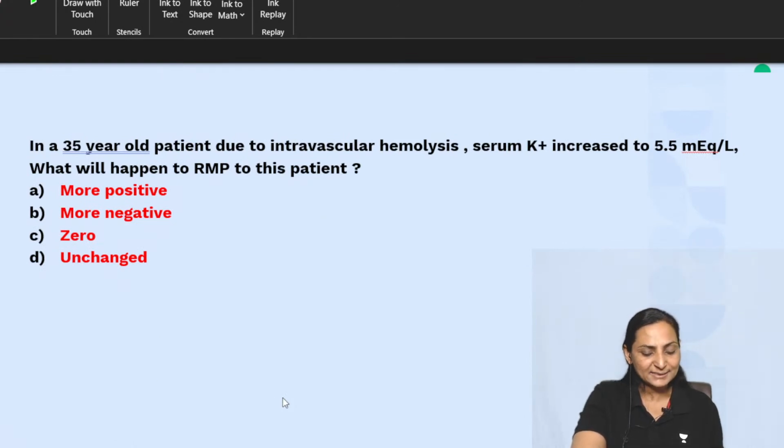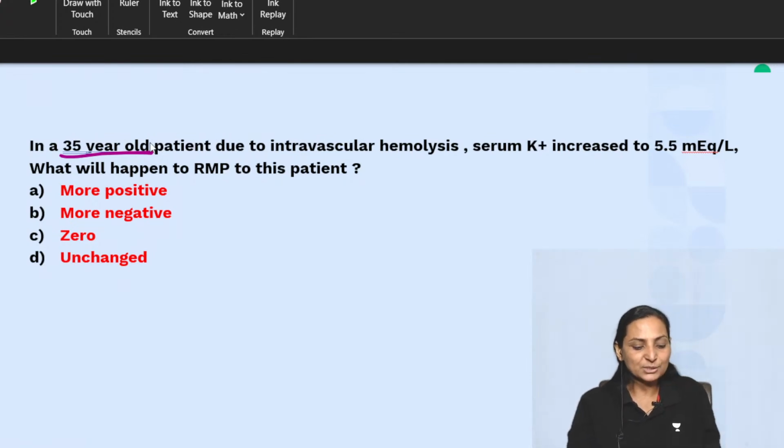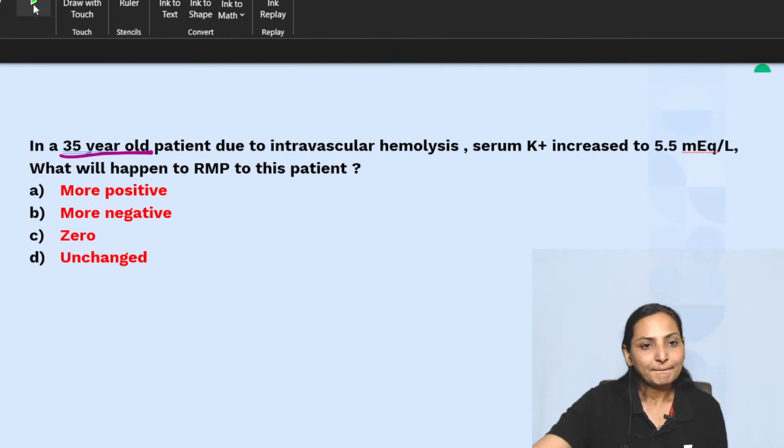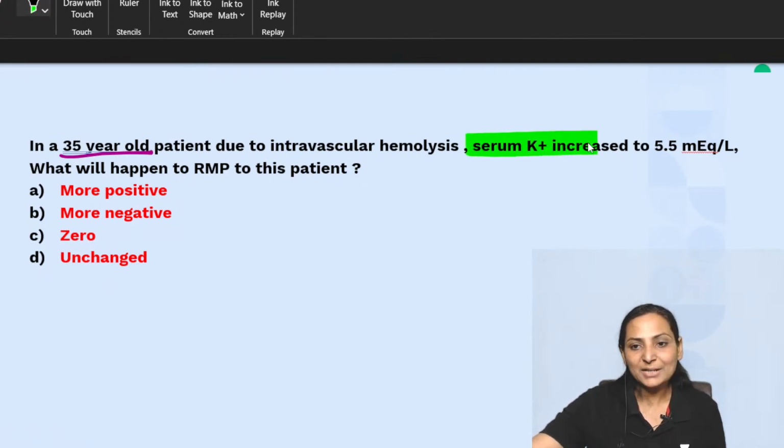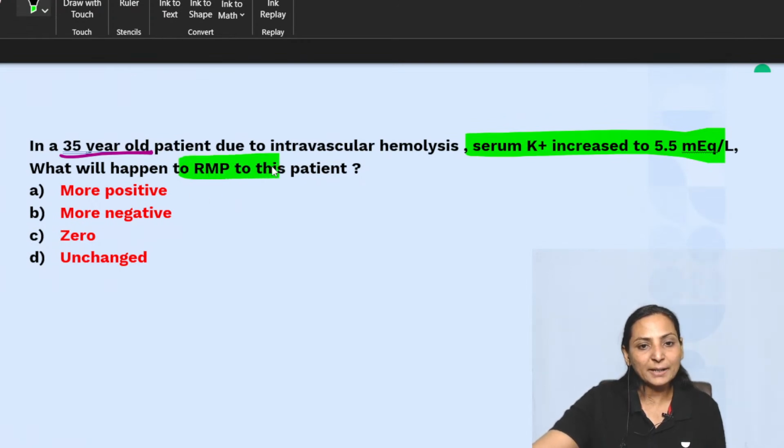So we move on to the next MCQ, which is related to potassium and general physiology, but potassium is again very important. The question was that there is a 35-year-old patient with intravascular hemolysis, and the serum potassium is 5.5. What will happen to the RMP of this patient?